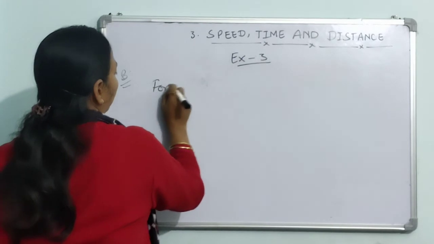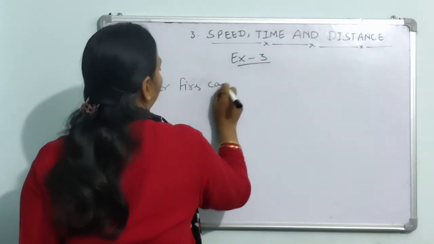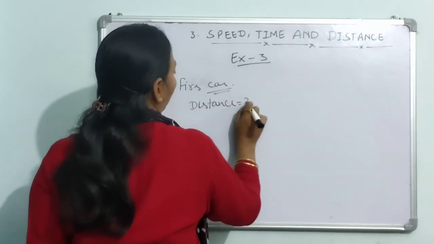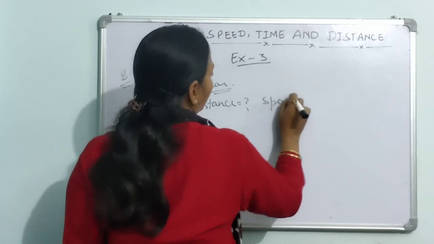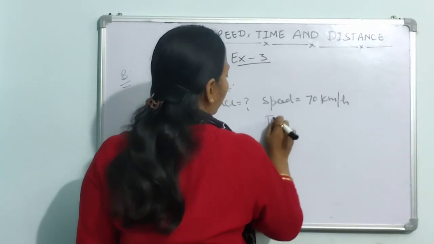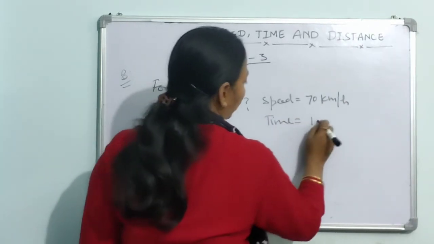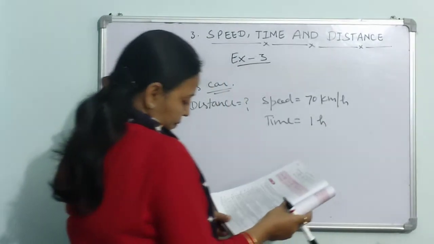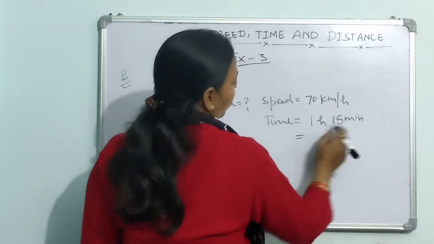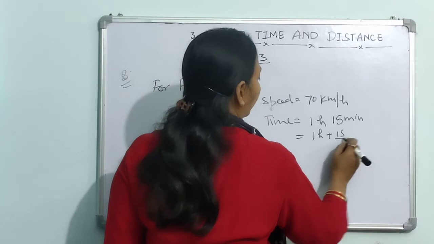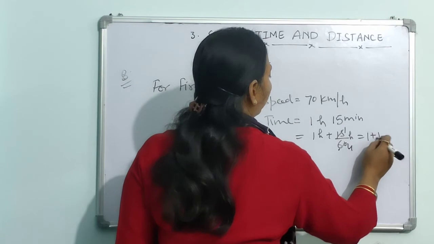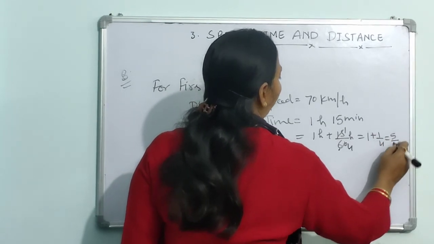For the first car, you have to calculate the distance. Its speed, the speed of the first car, you know, is 70 kilometers per hour. And the time? The time is the same for both cars, 1 hour 15 minutes. So you have to change this into hours: 1 hour plus 15 by 60 hours, which is 1 plus 1 by 4, that is 5 by 4 hours.